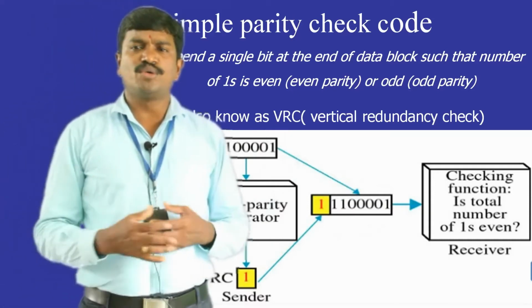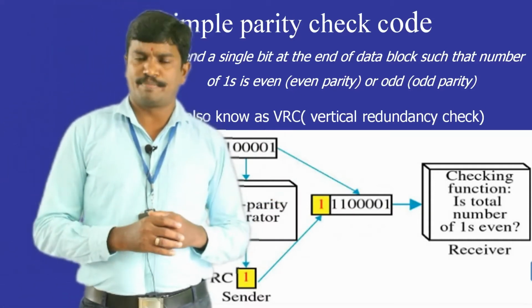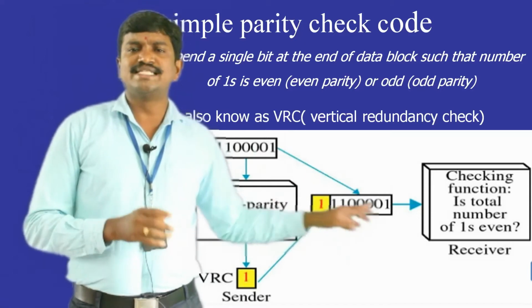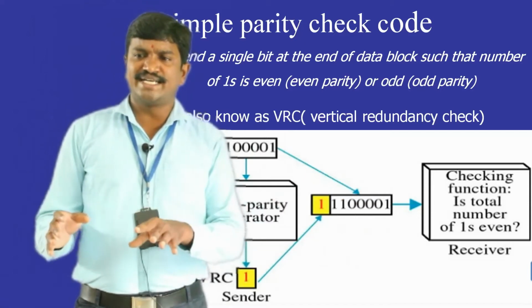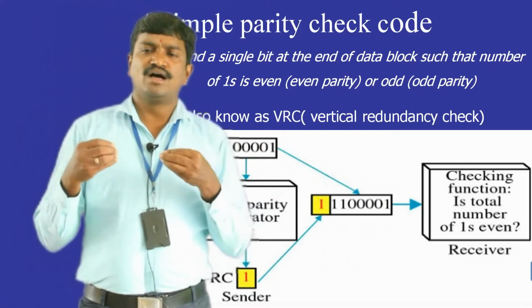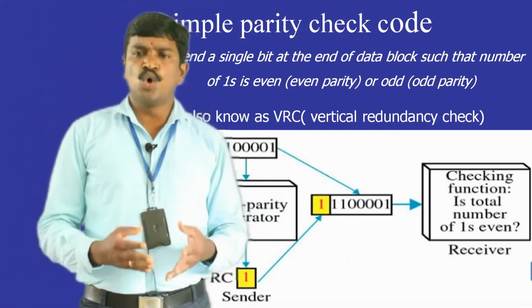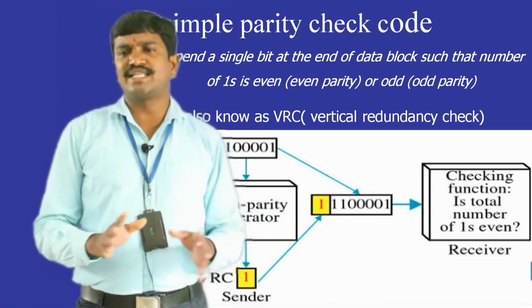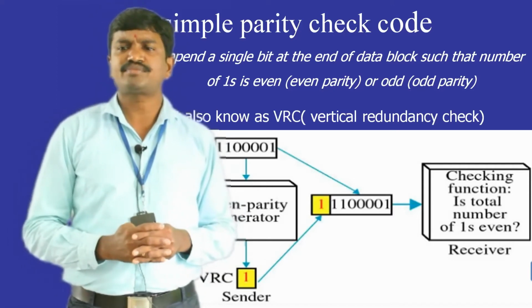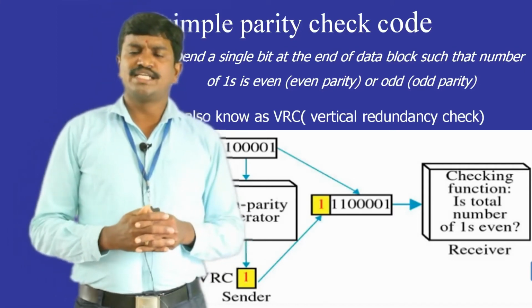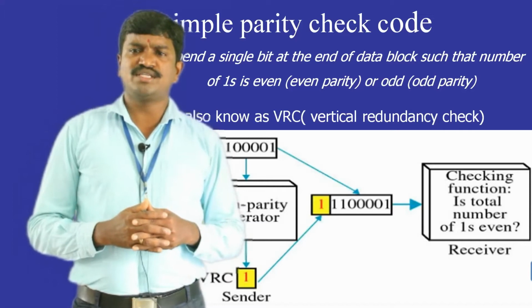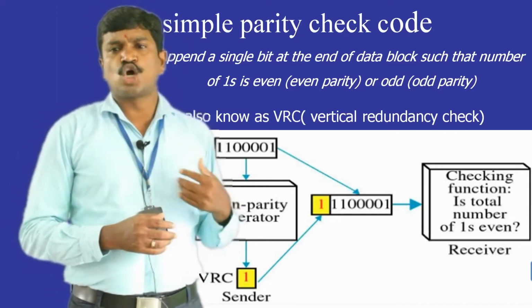So if the received code word has an even number of ones, nothing is wrong. If the received code word has an even number of ones inside it, you simply conclude that no error is detected. So no errors are there in the transmission, it is correct data. This way the receiver has the job of counting the number of ones, and the sender has the job of counting the number of ones.